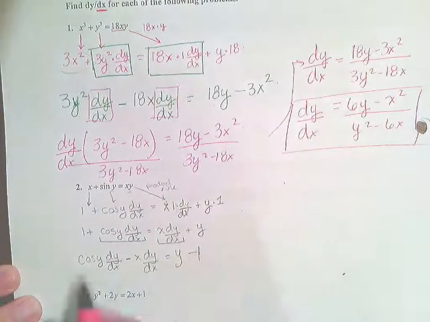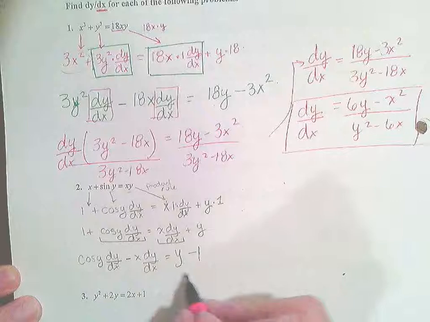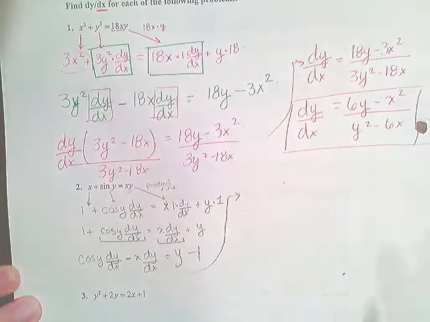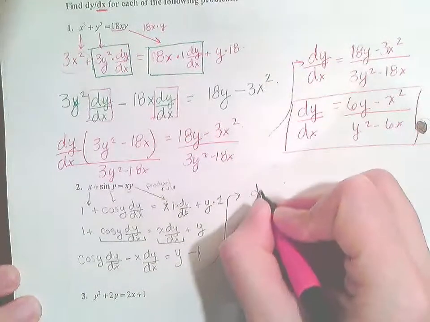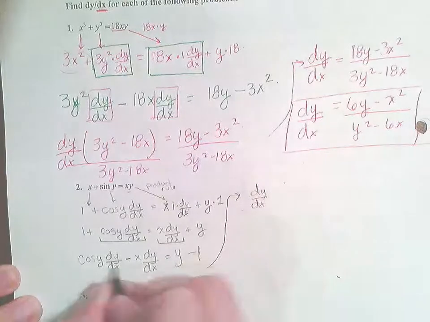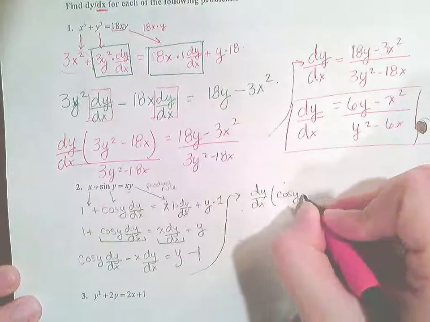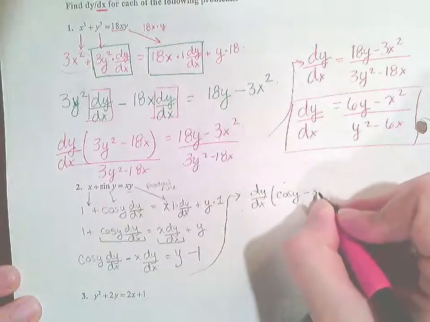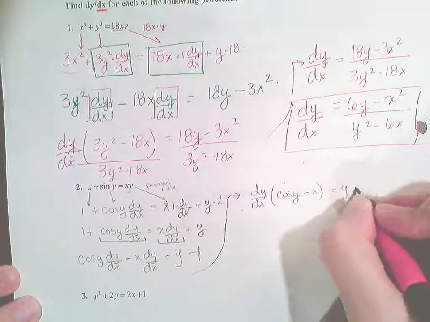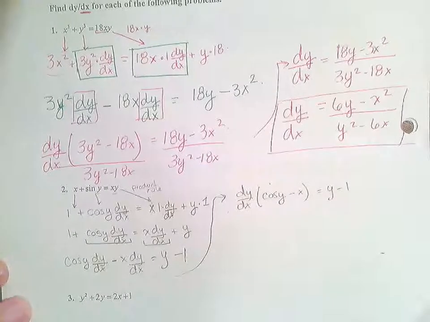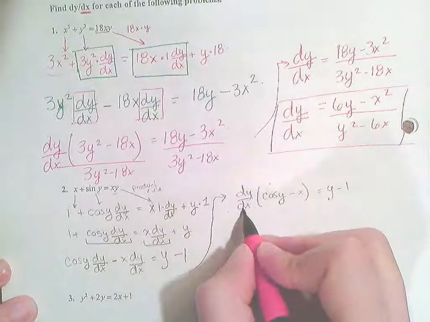Alright, step 3 is factor out the dy/dx's. So that means when you take dy/dx out, what's left is cosine of y minus x equals y minus 1. And now you just solve for dy/dx.